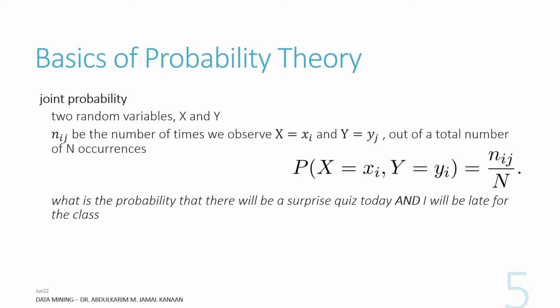Joint probability is where you have more than one random variable. For example, we have x and y. In this case, we're not going to look for the number of occurrences for xi related to x alone, but we are going to look for the joint occurrences of x equals xi and y equals yi divided by the total number of occurrences. For example, what is the probability that there's going to be a surprise quiz today and you will be late?